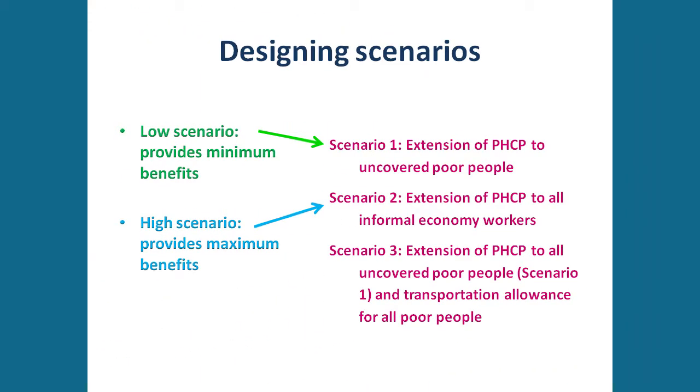A low scenario provides a minimum level of benefits and is usually the least expensive to implement. In this case, scenario 1, for extension of PHCP to uncovered poor people, may be defined as the low scenario. A high scenario provides a maximum level of benefits and is usually the most expensive to implement. In this case, a high scenario could be Scenario 2, which extends PHCP to all informal economy workers and their dependents in the country.